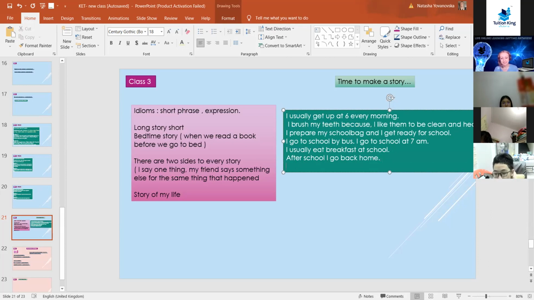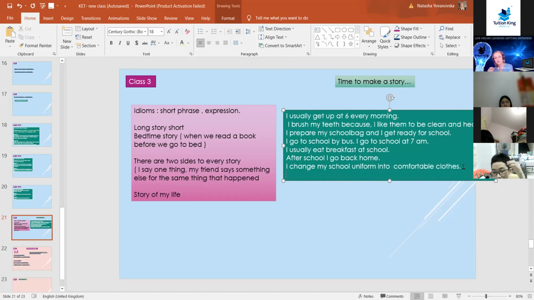Change my outfit to my suitable t-shirt. Okay, so I change, we can say my school uniform. I change my school uniform into comfortable, let's say clothes, into comfortable, we're gonna remove the article, into comfortable clothes. Okay, Esther, the next one is for you.